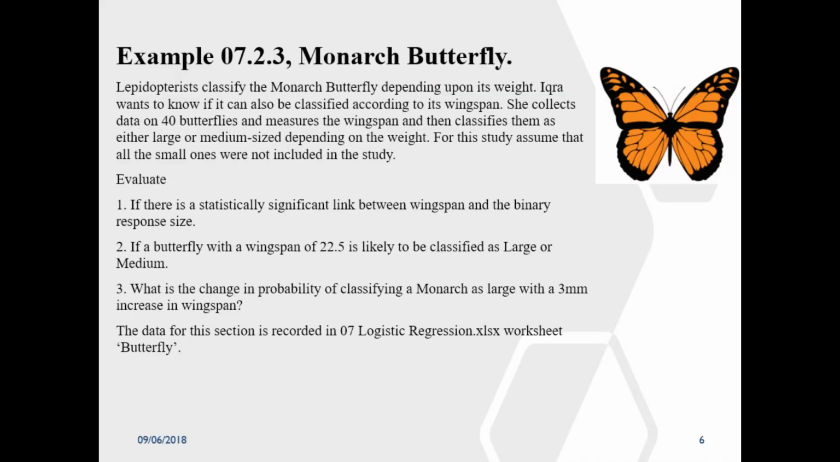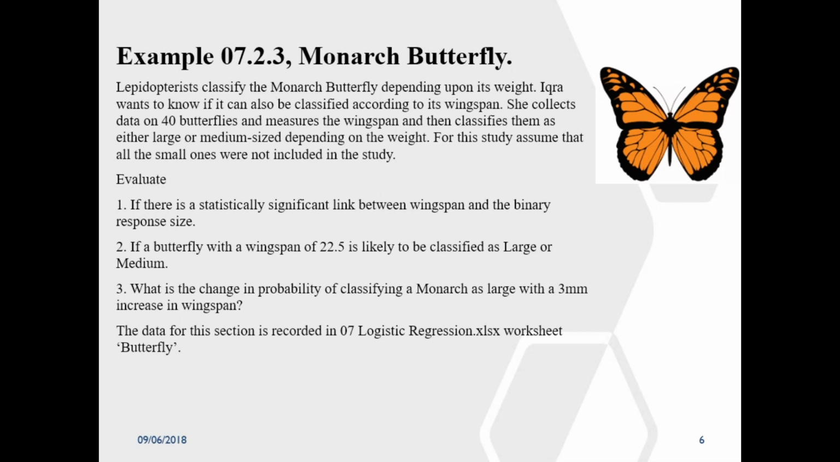The example that we're going to be looking at from the Black Belt edition is example 7.2.3, and it's based around the monarch butterfly. So if you want to get the data sets and work along with us, you can download those from RMK Six Sigma. So I'm just going to read out what's required in this example.